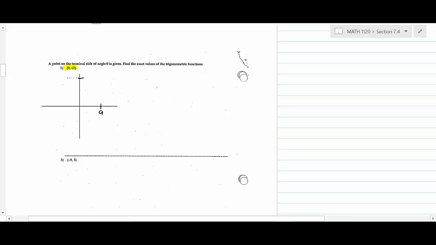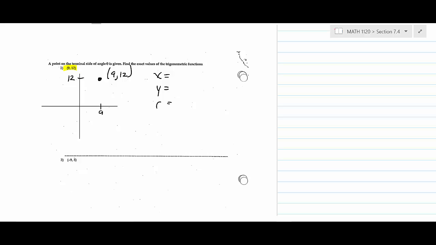You're going over 9 and you're going up 12. So your point is over 9, up 12. You're in quadrant 1, right? The point is that. Now, in these problems, all you have to ever figure out is what x is, what y is, and what r is. And then you go to your definitions of the trig functions, then you get the answer easily.